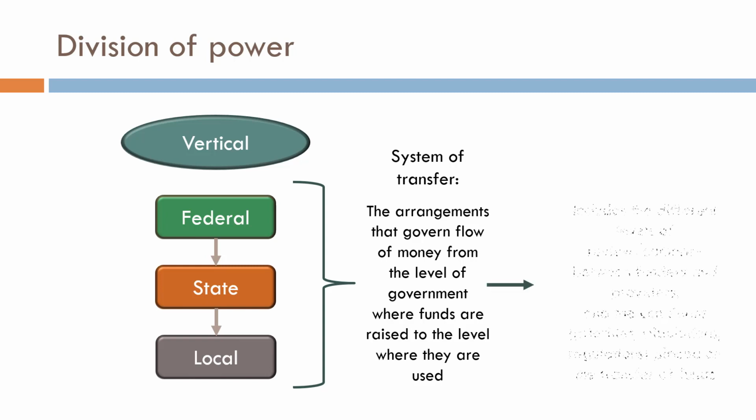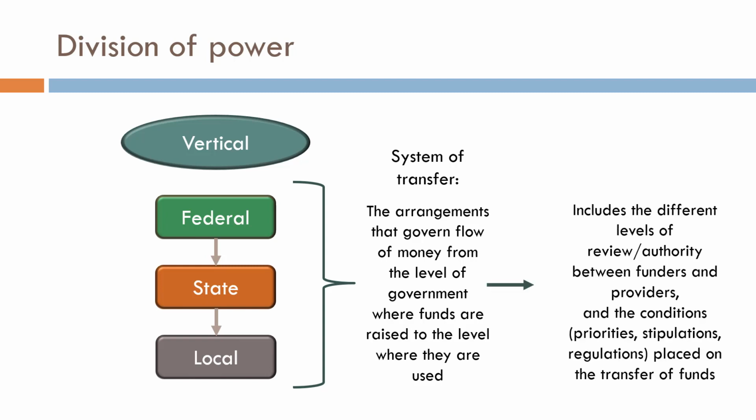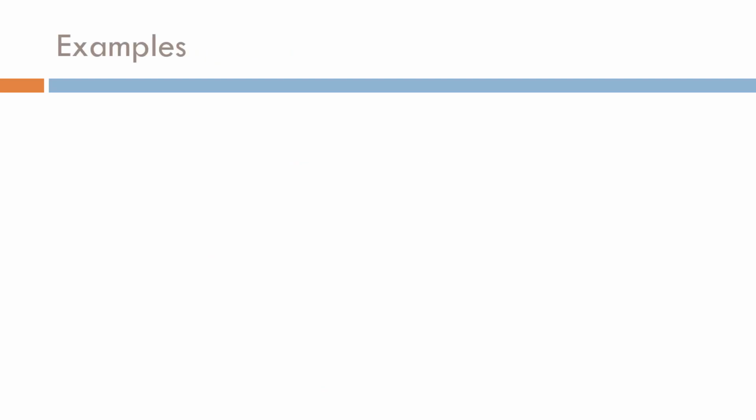But it's also about the different levels of review or authority, if you will, power, between the funders and the providers, and the different conditions that can be placed on receiving funds. So, different priorities for who needs to be helped, for example, stipulations about how the money has to be spent, regulations, things like that. Okay, so let's go over some examples, and I think that'll help to clarify what we mean by systems of transfer.